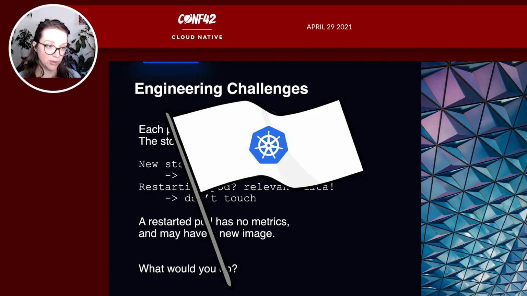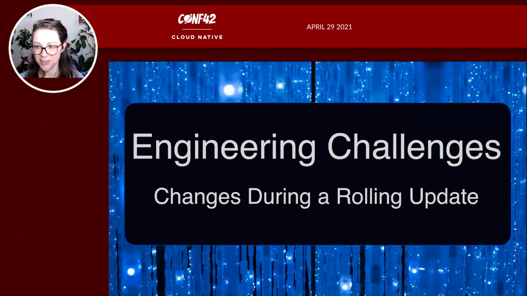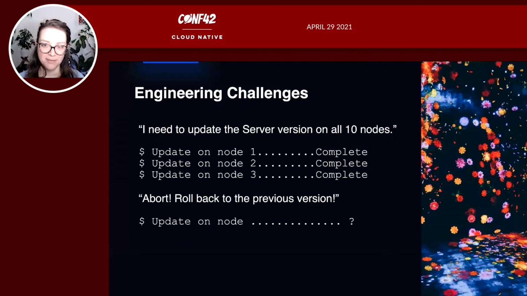And then next time a pod restarts, it checks the config file, it sees that the flags exist, so it knows not to wipe the data. Smart, huh? Next challenge is changes during a rolling update. Say something happened and the solution is to update the server version on all the 10 nodes.